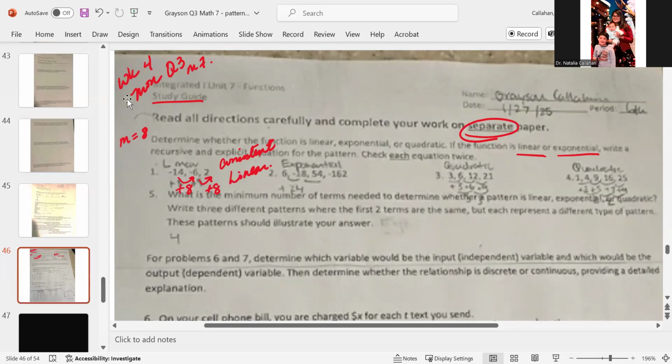So let's see, I kind of forgot how we did this at one point. So let me go back. How do you write the equation? Do you remember how to do that?